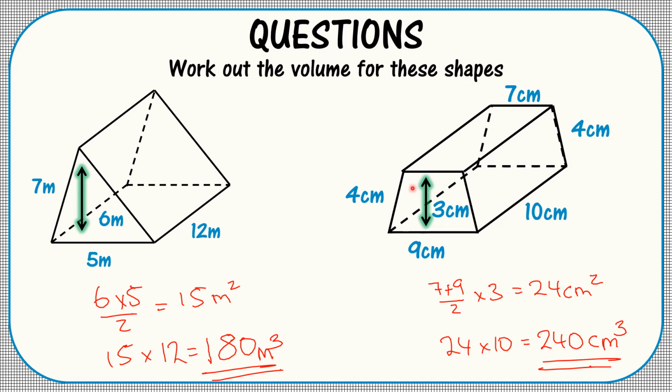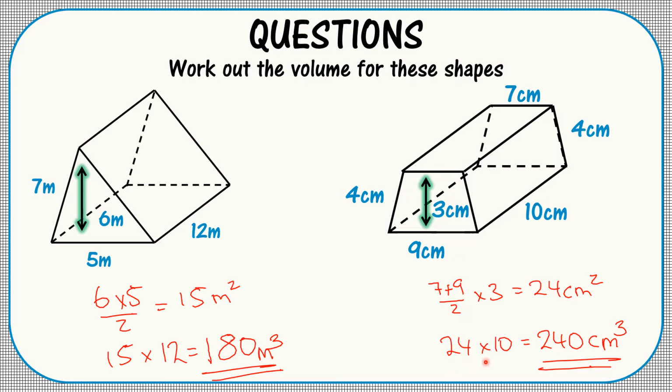The cross section is a trapezium. So what you should know that the area of a trapezium is A plus B divided by 2 times by the perpendicular height. A is 7, B is 9. So 7 plus 9, which equals 16. 16 divided by 2 is equal to 8. 8 times 3 is equal to 24. So the area of this trapezium is 24.